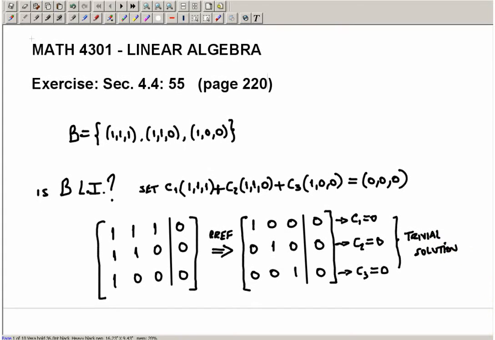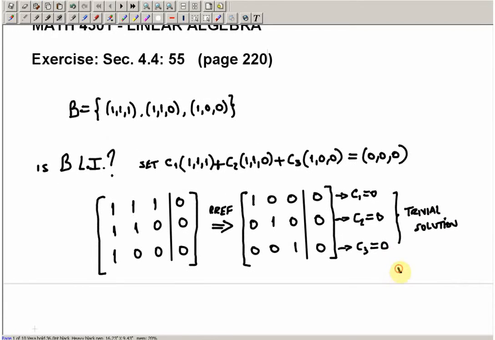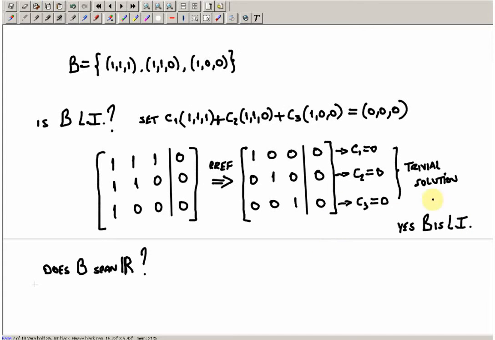So the conclusion is yes. Right? Yes, B is linearly independent. Okay, second question is, does it span R3?